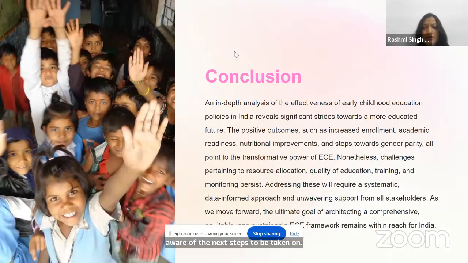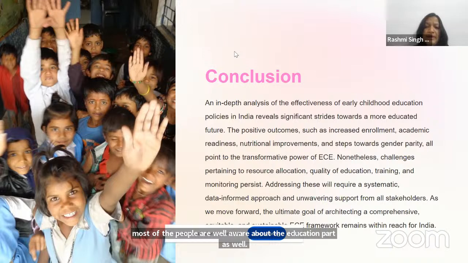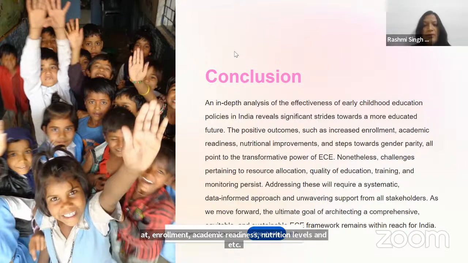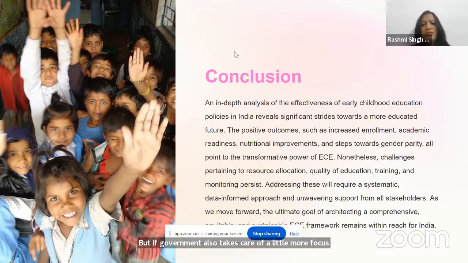So nowadays, as per the trends going on, most of the people are well aware about the education part as well, and there is an increase in enrollment, academic readiness, nutrition levels, etc. But if the government also takes a little more focus on providing better benefits, it might reach more people. So I would like to conclude with this.